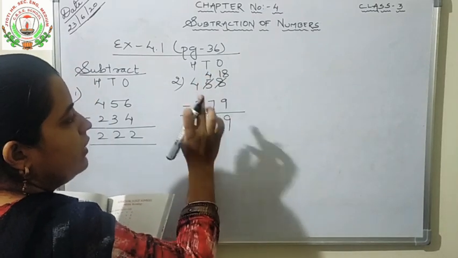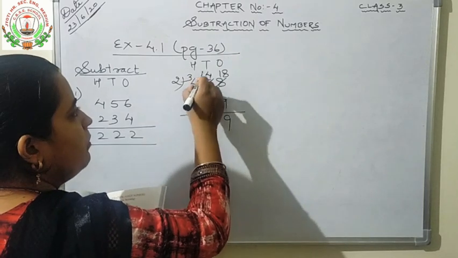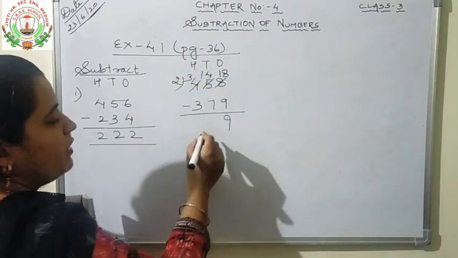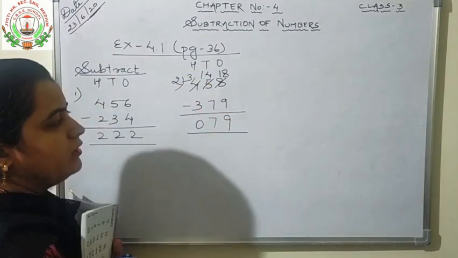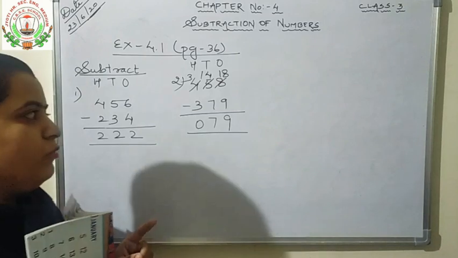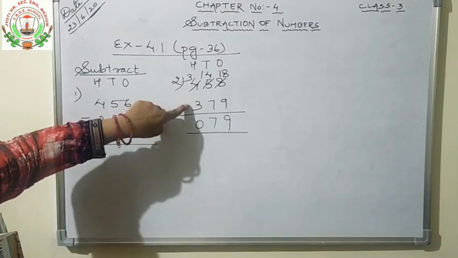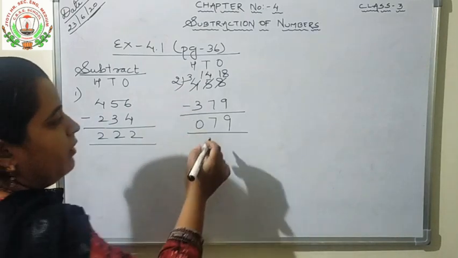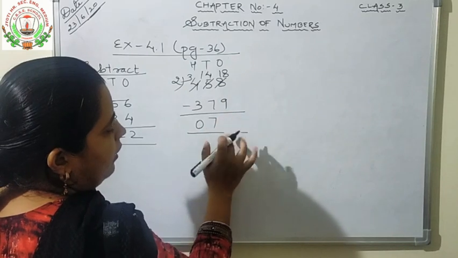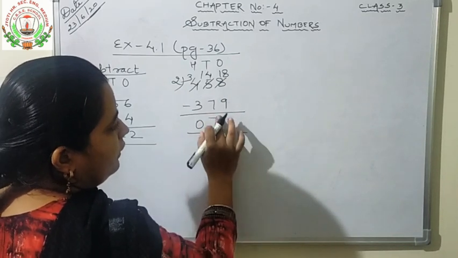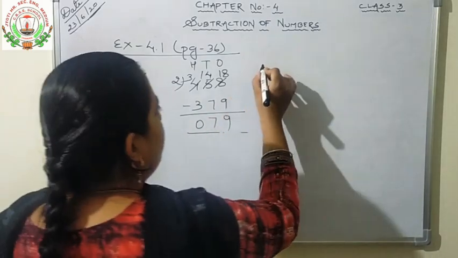From 4 we can't subtract 7, so again we have to take a carry from here. It will become 3 and the 4 will become 14. 14 minus 7 is 7. 3 minus 3 is 0. So our answer is 79. One more thing you have to remember while subtracting or adding: you have to write the numbers below the numbers. You can't write like here. Suppose 8 minus 9, you can't write it like that. You have to write the numbers below the numbers. Now moving on to our next question.